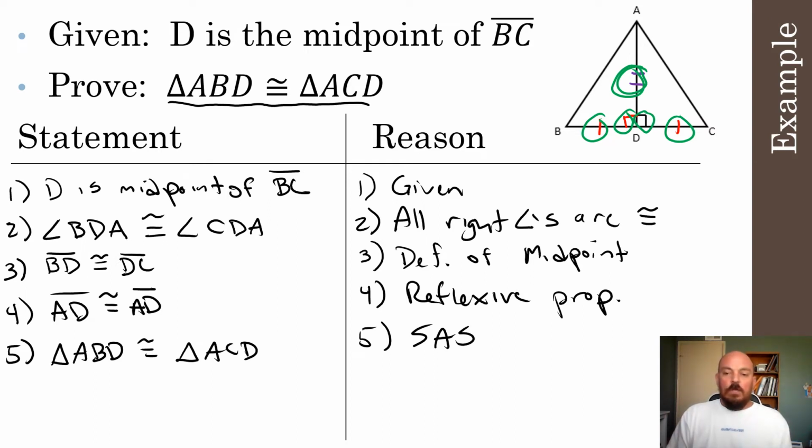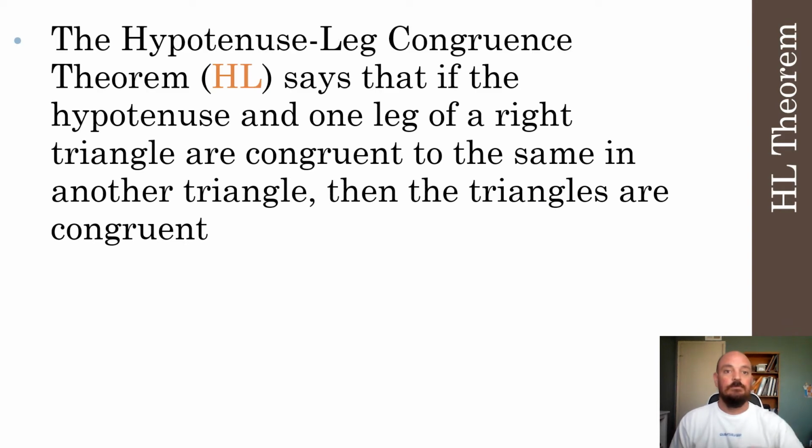All right, so what we've talked about so far is what's the same about right triangles. We said it doesn't matter if they're right triangles, you can still use the same four theorems. What I want to talk about next is what's different. So we're going to learn a theorem today. It's called the hypotenuse leg congruence theorem, or HL for hypotenuse leg. And it says if the hypotenuse and one leg of a right triangle are congruent to the same thing in another triangle, then the triangles are congruent.